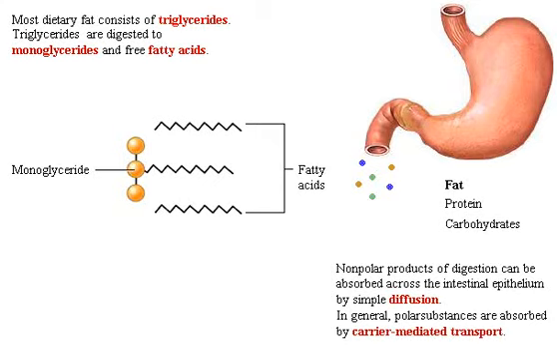In general, polar substances are absorbed by carrier-mediated transport. Carrier-mediated transport may be active, requiring the energy of ATP, or passive, relying on the concentration gradient of the substance being absorbed.